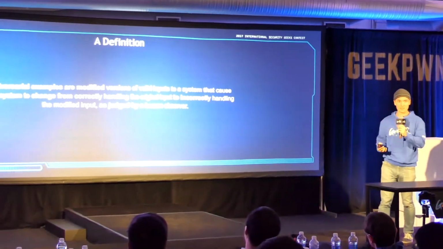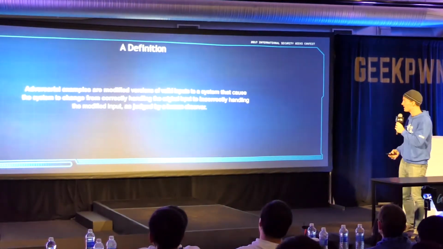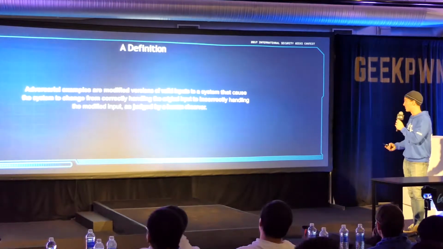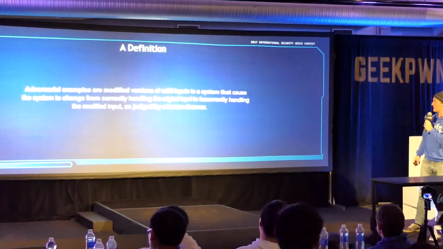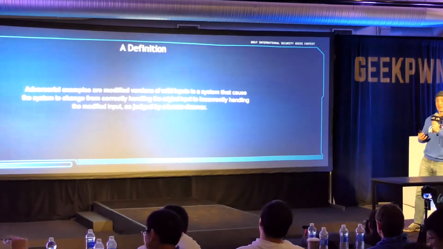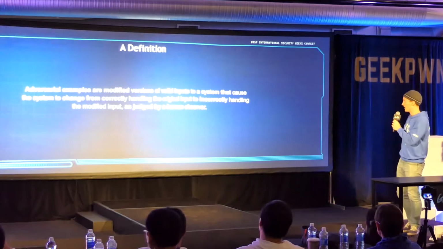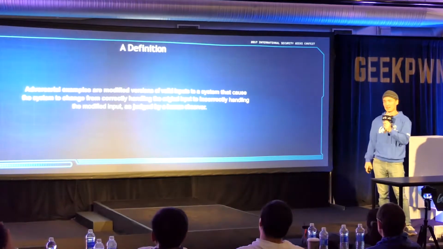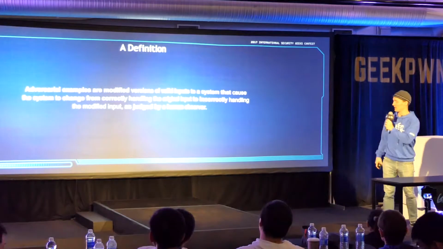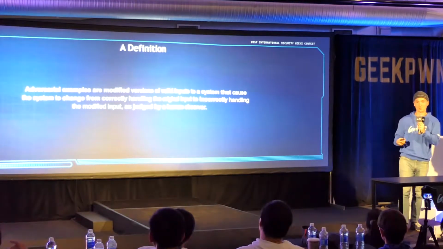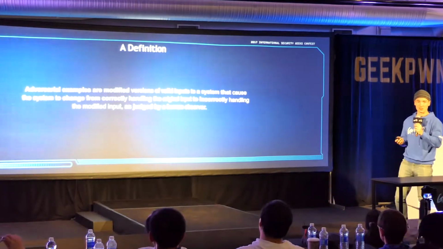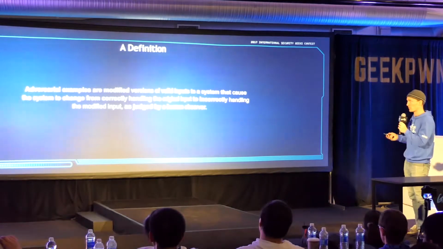So here's a working definition of adversarial examples. Adversarial examples are modified versions of valid inputs that cause a classification system, or a system in general, to change from correctly handling that input to incorrectly handling the modified input, as judged by a human observer. And that "as judged by a human observer" part is really important.